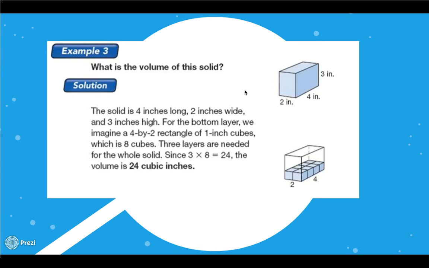What is the volume of this solid? Again, the volume is length times width times height. I need you to remember that, all right? So this is length times width, which is 2 times 4, which is 8, times the height. So 2 times 4, and there's 3 layers, so we times that by 3, and we get 24 cubic inches.